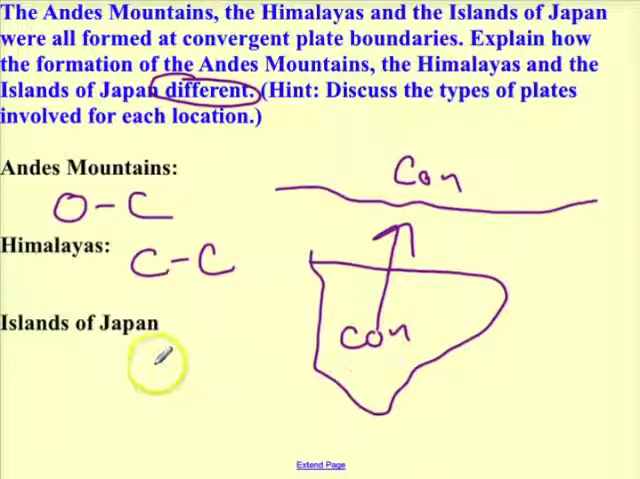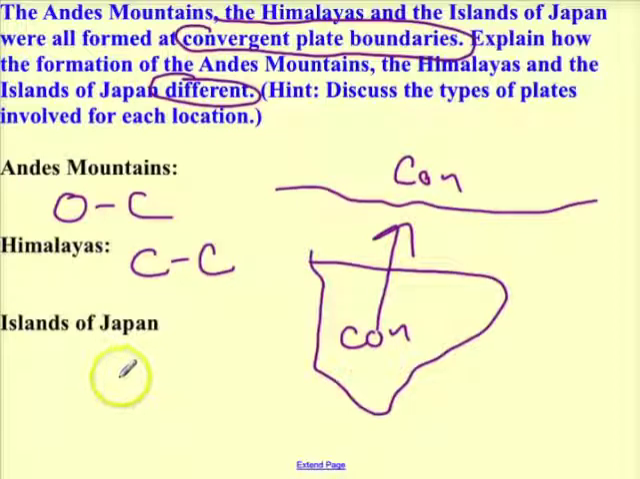And then finally you have the islands of Japan. Again, it's a convergent plate boundary. They all are. It says that right here. But how is it different than the other two? Well, you have oceanic-continental, continental-continental. Now you're going to have what? The islands of Japan were formed by basically two oceanic plates coming together. And as a result, the islands of Japan were formed. And that's why they're very volcanic in nature. And you have some very deep trenches here as a result. You have a subduction zone happening.